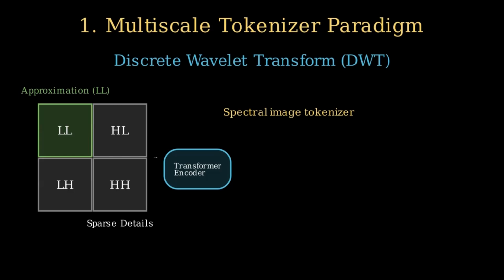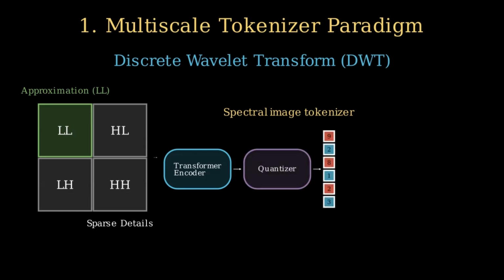The SAT architecture seamlessly integrates this. The DWT features are fed into a powerful transformer encoder, which analyzes the spatial relationships across these decomposed frequency bands. The encoded features are then passed through a quantizer, transforming continuous signals into discrete tokens. Finally, a transformer decoder reconstructs these multiscale tokens back into the image domain. This entire pipeline forms the core of the Spectral Image Tokenizer.